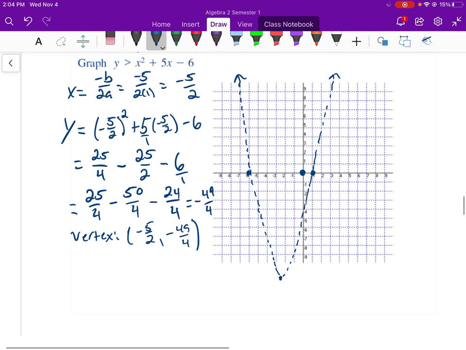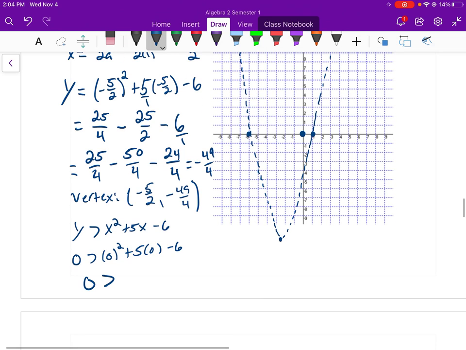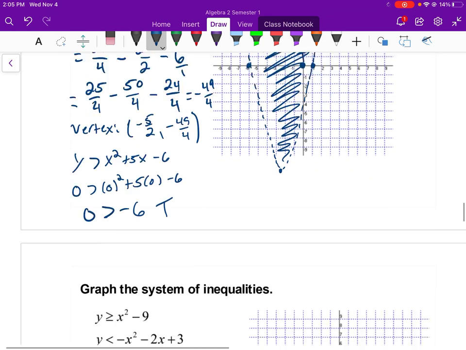So plugging 0, 0 into our inequality, y is greater than x squared plus 5x minus 6. That's going to be 0 is greater than 0 squared plus 5 times 0 minus 6, which ends up being 0 is greater than negative 6, which is a true statement. And again, we want the true area. So our shading will go on the inside of the parabola. So nothing really new there. You're still graphing the parabola. Now you just have to consider the dashed or solid for the parabola and then your test point to figure out your shading.